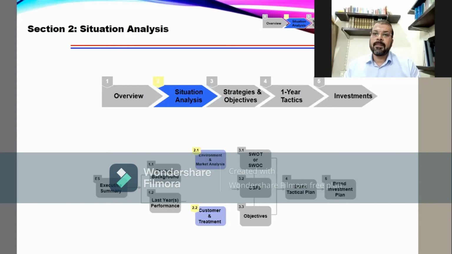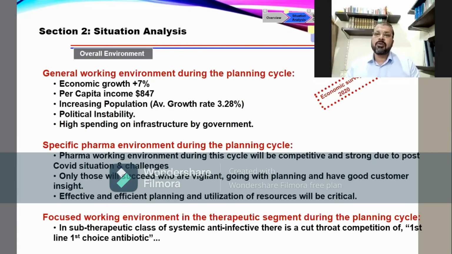Okay. So in the overview, we have given an overall evaluation of our own brand, its SKUs, its contribution in the portfolio, and how this brand was performing according to internal data. Now we'll move towards situation analysis. In situation analysis, mostly we see external factors, internal plus external factors.